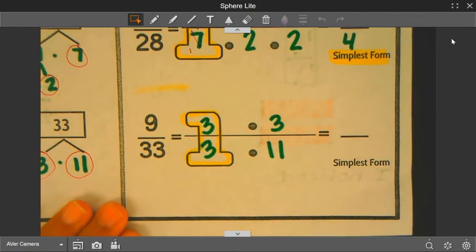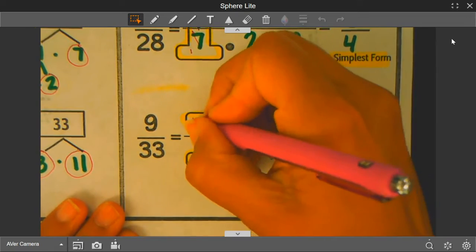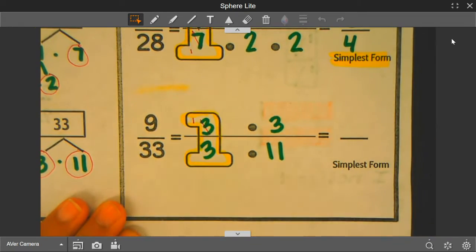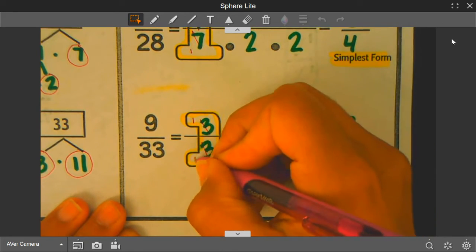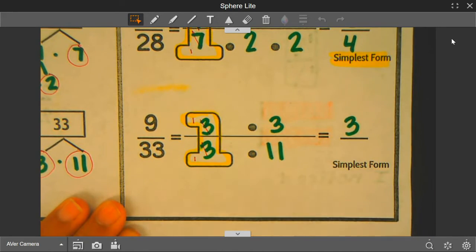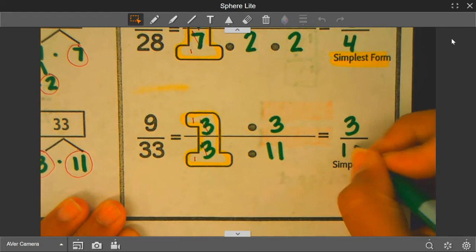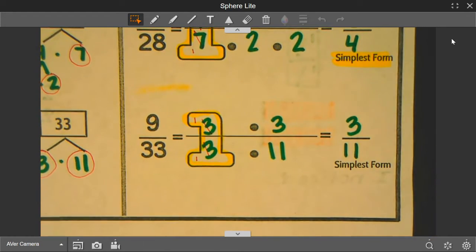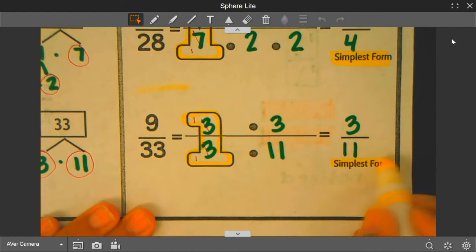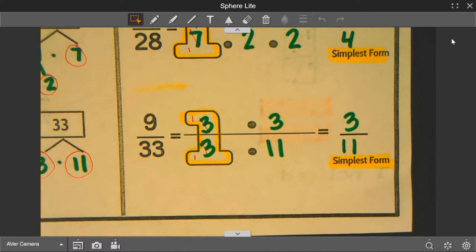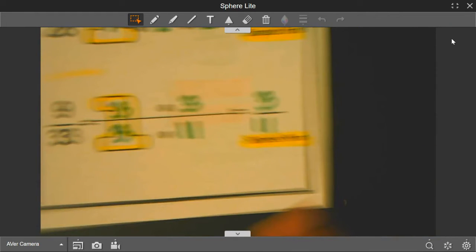And now let's multiply across. So that's a 1, I know that, times 3 is 3. And this is also a 1 because it was a giant 1, and 1 times 11 is 11. All right, so 9/33 is equivalent to 9/11ths, but 9/11ths is special because it's the simplest form. So remember, that is the one that is broken down into its least amount of pieces.